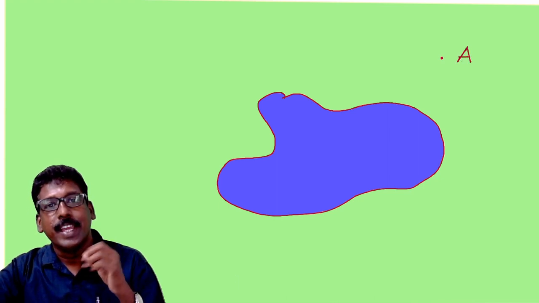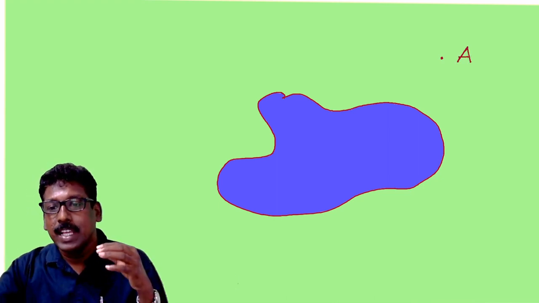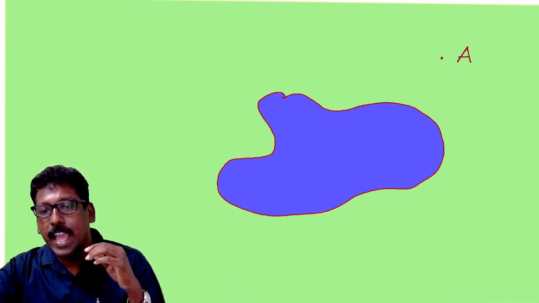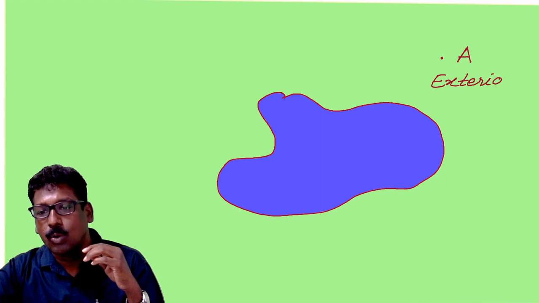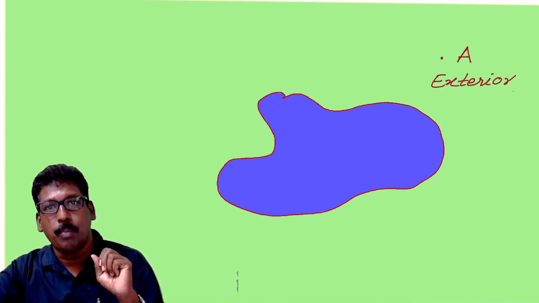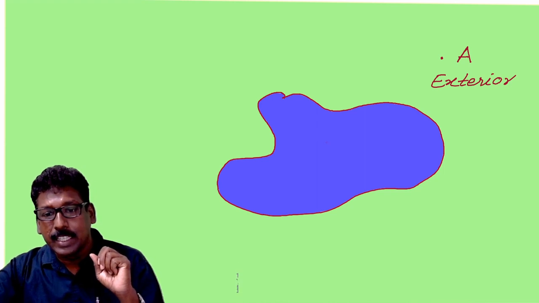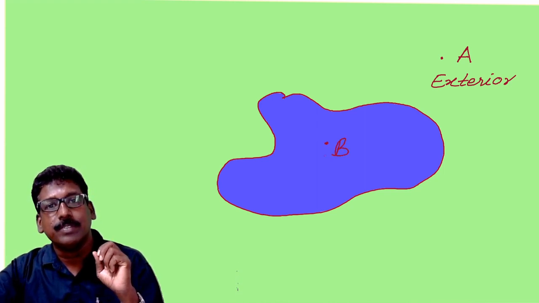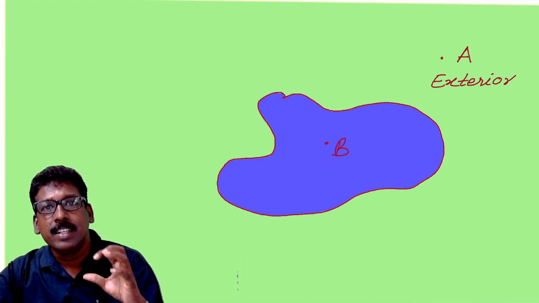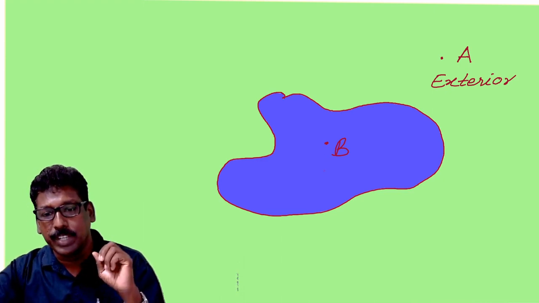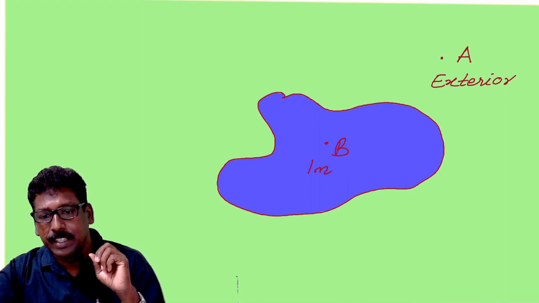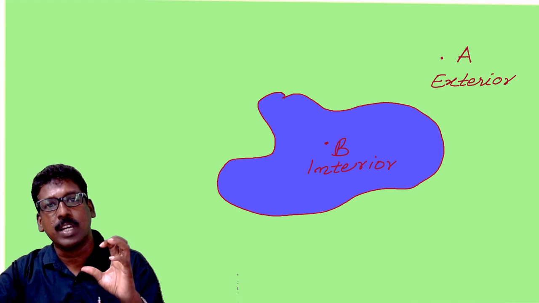That means if I take a point here, it is A. A is outside of this curve. This point we can call an exterior point. E-X-T-E-R-I-O-R, exterior point. Then if I take another point B here, it is inside the curve. This inside portion we can call the interior. I-N-T-E-R-I-O-R, interior of the curve.